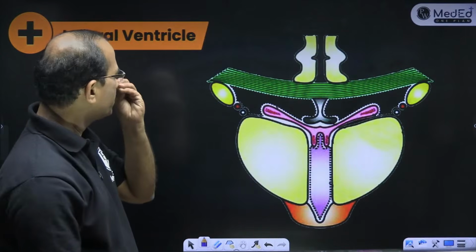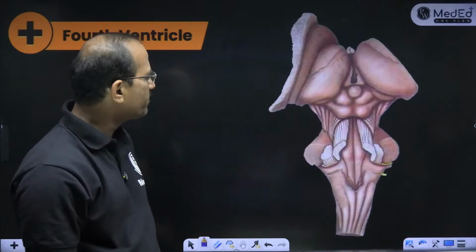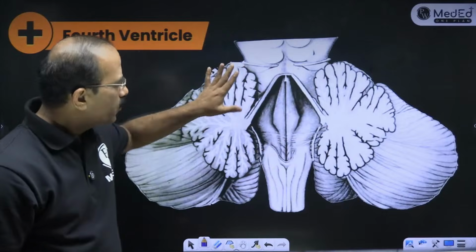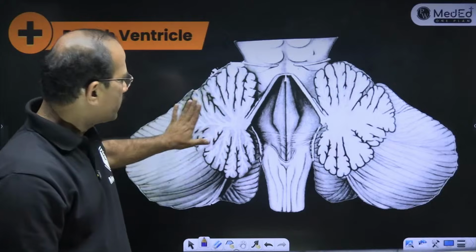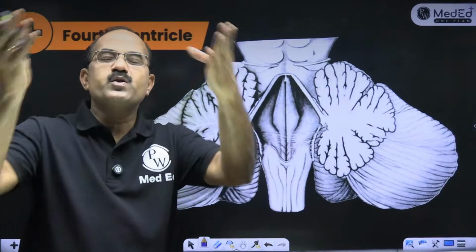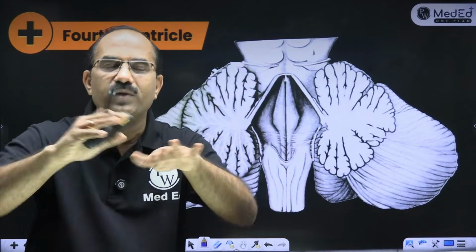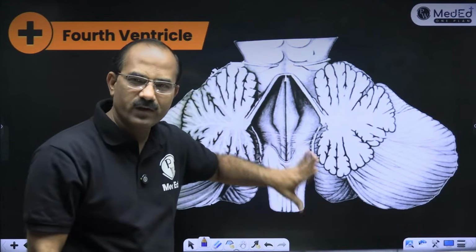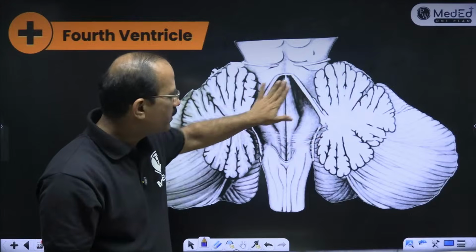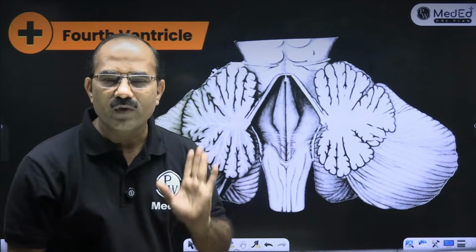Okay. Now coming to the fourth ventricle. We'll come to the fourth ventricle first. Chalo. What is this? This is the fourth ventricle. So, who is this? Cerebellum. Cerebellum is going to form what for the fourth ventricle? The roof of the fourth ventricle. That is formed by the cerebellum, the superior medullary velum. And what is this now? This is the floor of the fourth ventricle.